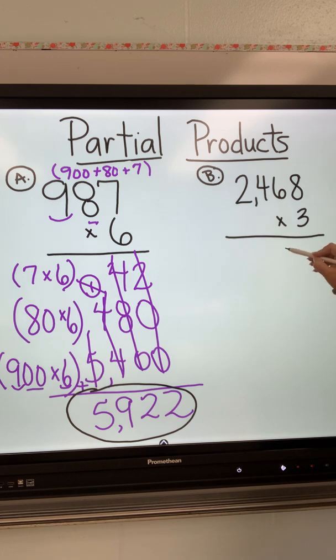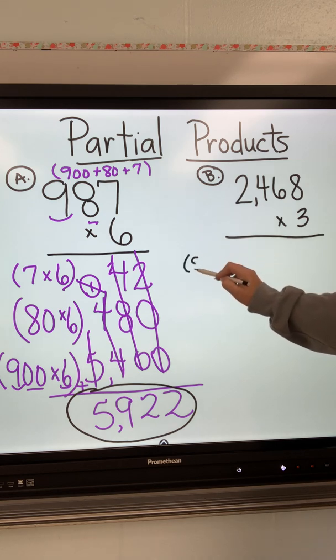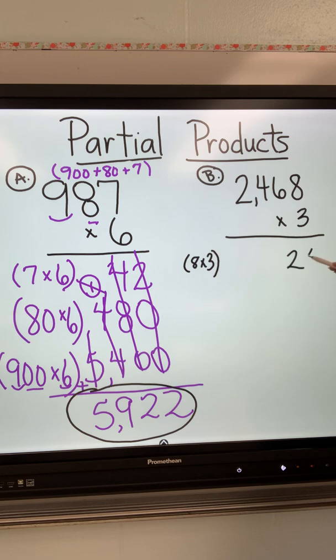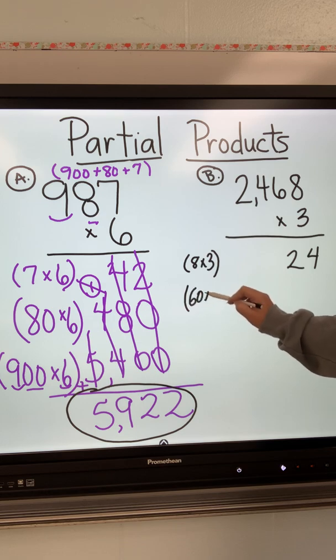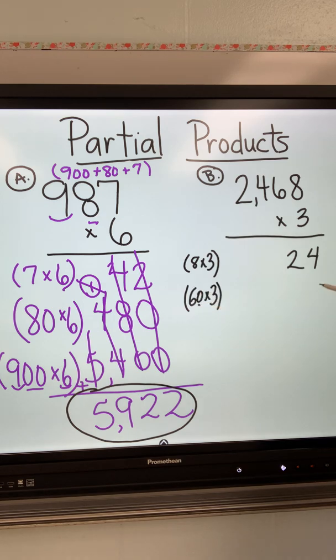So that would be 8 times 3 is 24. Then I'm going to look at the value of the 6, which is 60. I'm going to multiply it times 3. I have 1 zero. I can bring that in my product. 6 times 3 is 180. Or 18, I'm sorry. 6 times 3 is 18. You bring it over, and that product is 180.